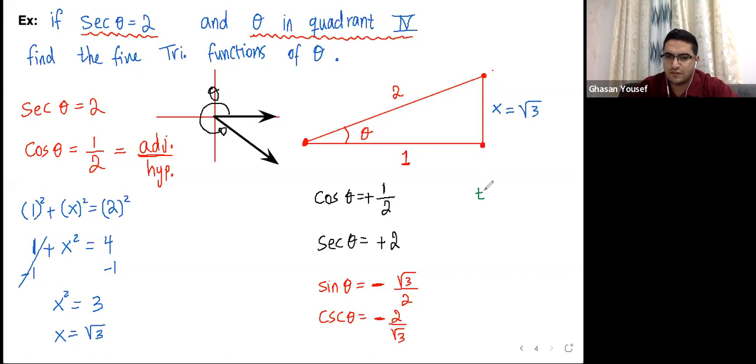The tan function. The tan will be negative again. It is the opposite over the adjacent, square root of 3 over 1, and it is equal to minus square root of 3. The cotan of theta is the reciprocal of tan, minus 1 over square root of 3. So these are all the trigonometric functions of theta.